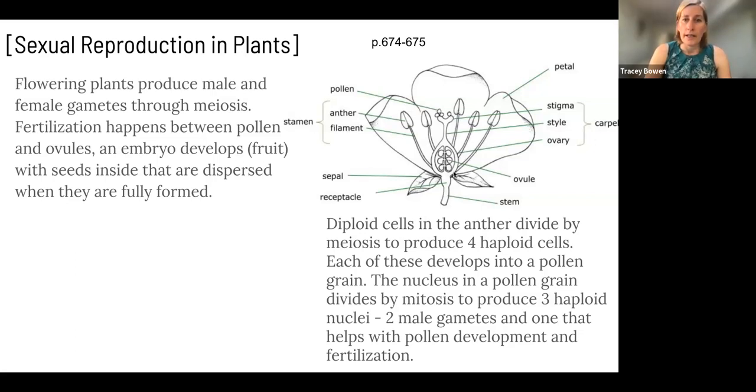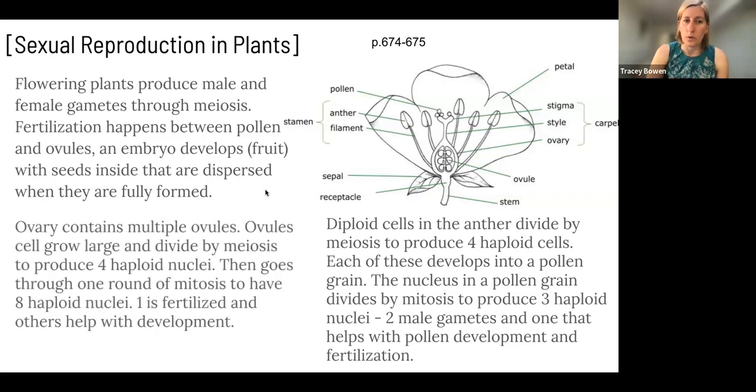So when an embryo develops, it's going to produce a fruit, and those seeds inside are going to be dispersed when they are fully formed. Ovaries are going to contain multiple ovules. Ovule cells grow large and divide by meiosis to produce 4 haploid nuclei. Then they go through one round of mitosis to have 8 haploid nuclei. One of them is fertilized, and the other 7 are going to help with the development of that fertilized ovule.